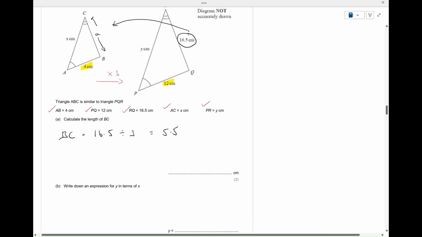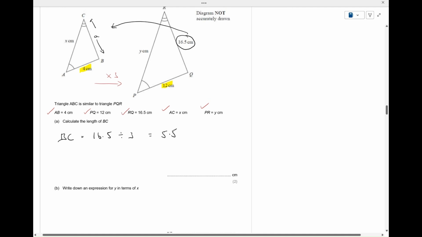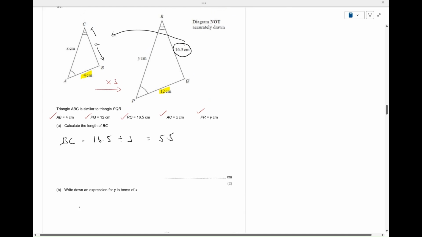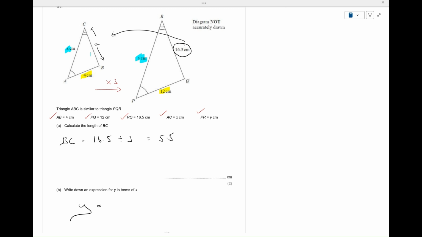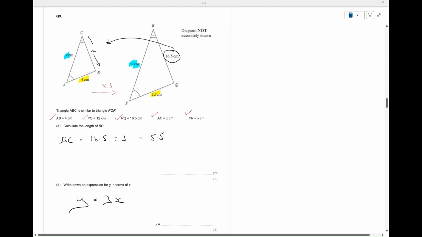Write down an expression for y in terms of x. So y equals something to do with x. Let's have a look. Where is y? Oh, y's here. And where? Oh, there's x. Oh, look at that. They're corresponding sides. So y will be equal to 3 times x. y equals 3x. Question 9, done.